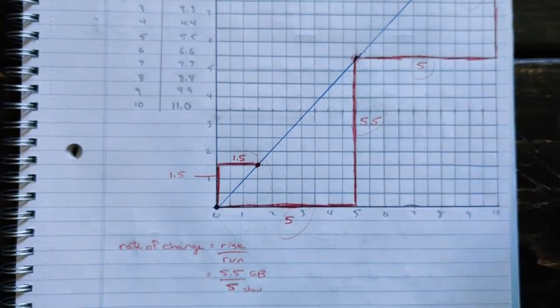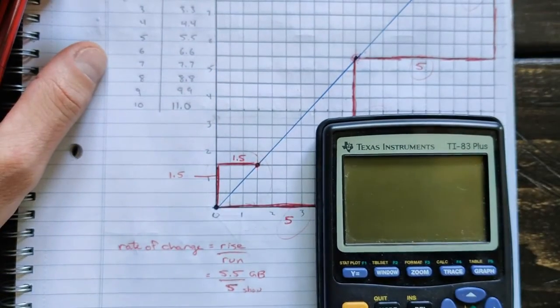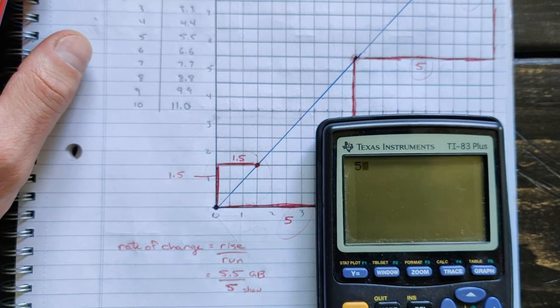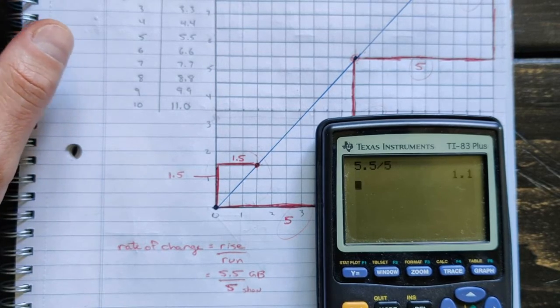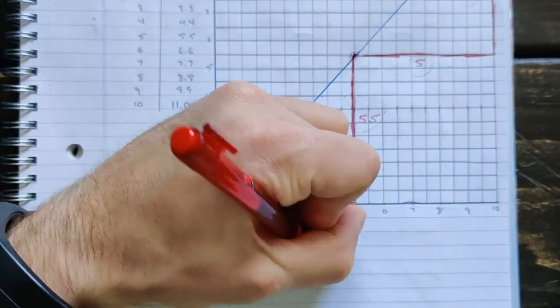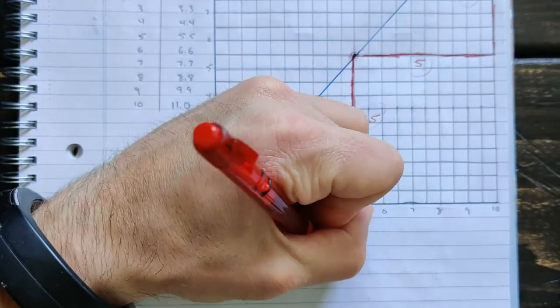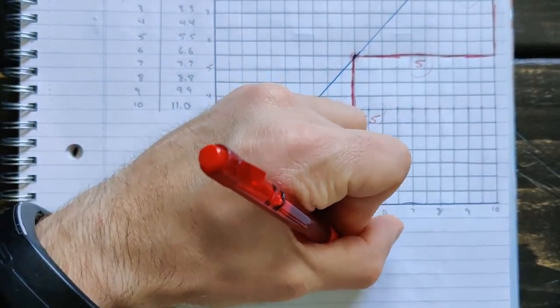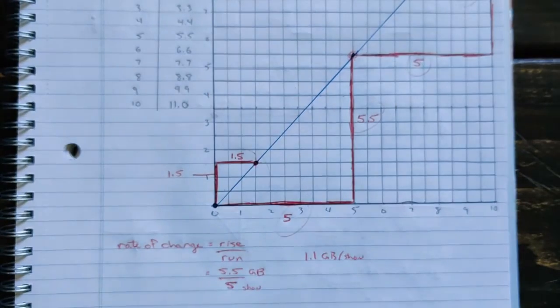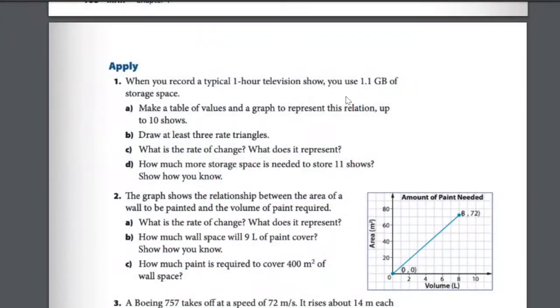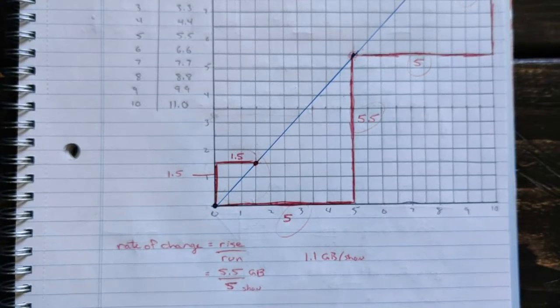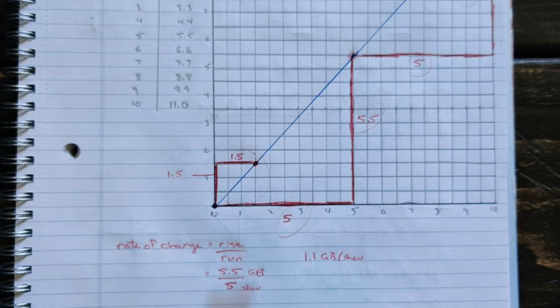So we can calculate a unit rate now. I can do 5.5 divided by 5. That's going to give me my 1.1 gigabytes per show. And if you go back to the question, 1 hour of television show uses, so 1 hour is 1.1 gigabytes. That's the rate of change. They gave it to us in the question.